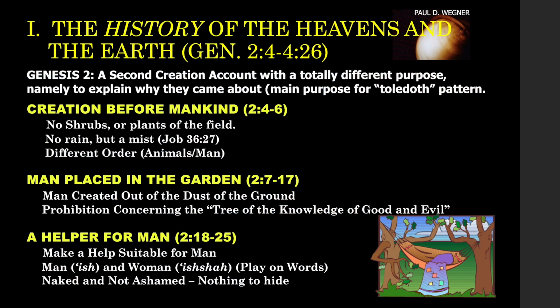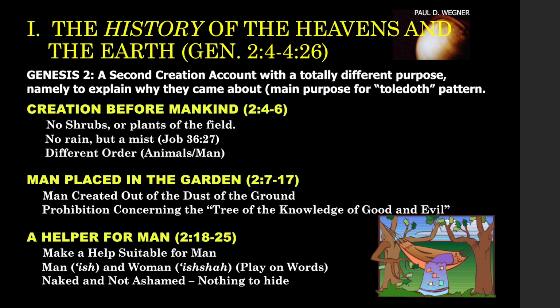Okay, so in the second one, it talks about creation before mankind in verses 4 through 6, and it says there are no shrubs or plants of the field, no rain, but a mist used to water it, and then the different order. It's interesting because when it says there are no shrubs or plants of the field, the explanation is that there's no man to till the ground. So it's already showing the relationship of the plants and mankind being necessary to keep it going. We know that weeds and grass grow, and they don't need a man to plant them.